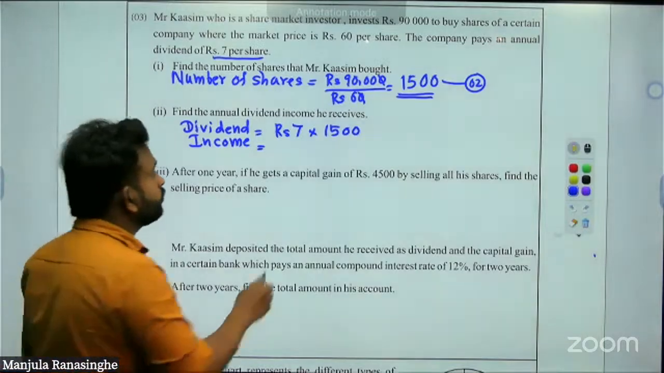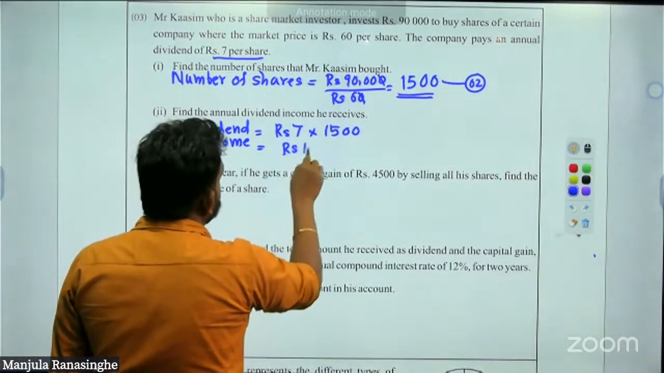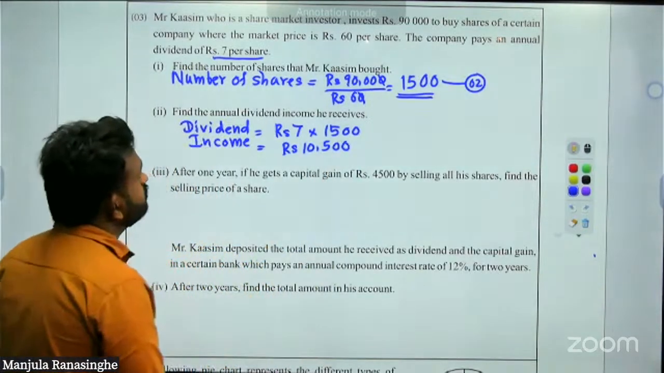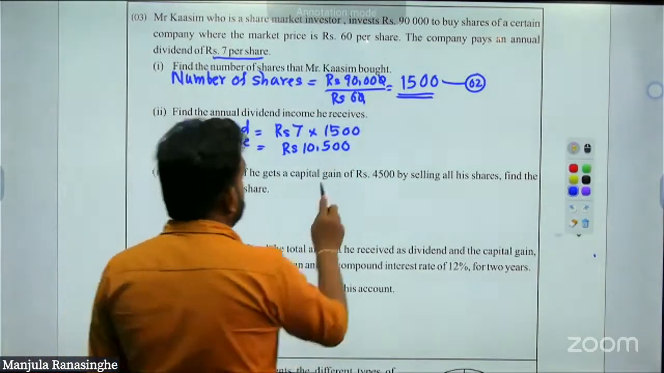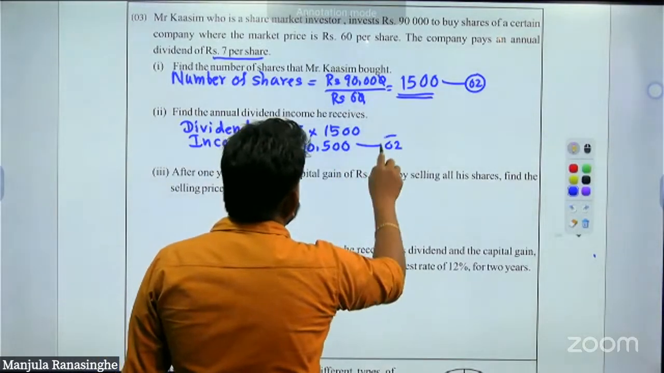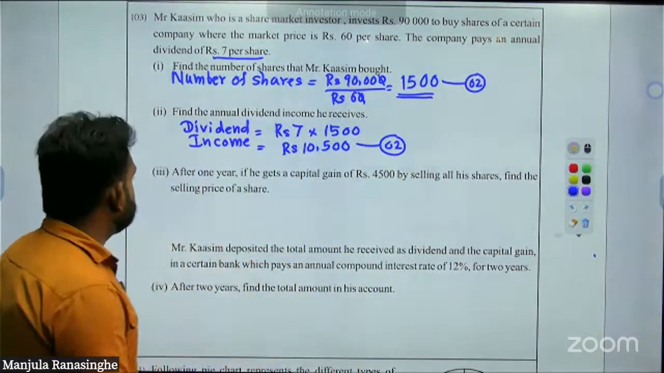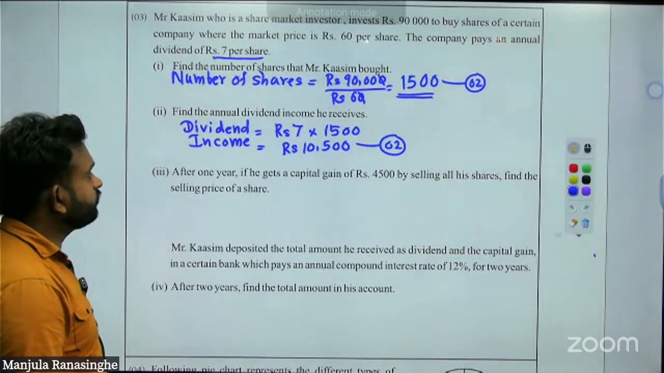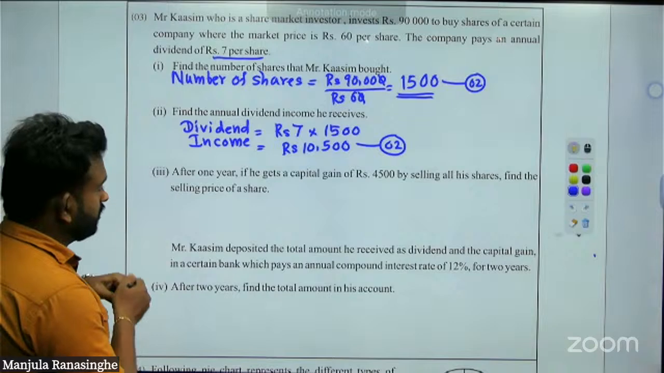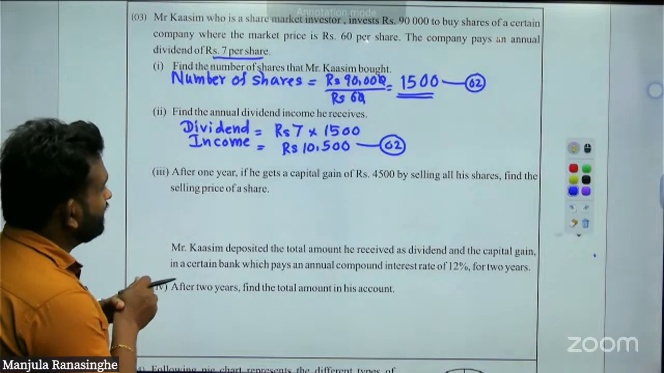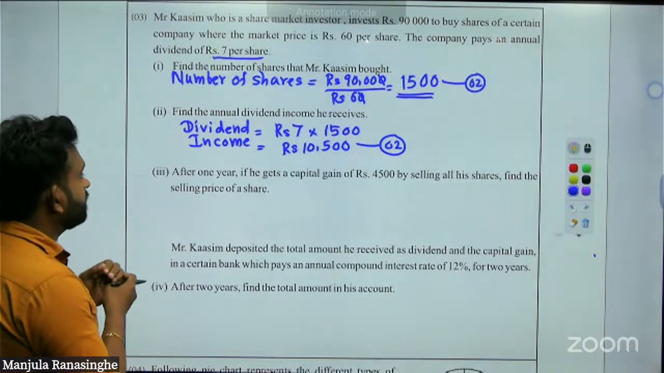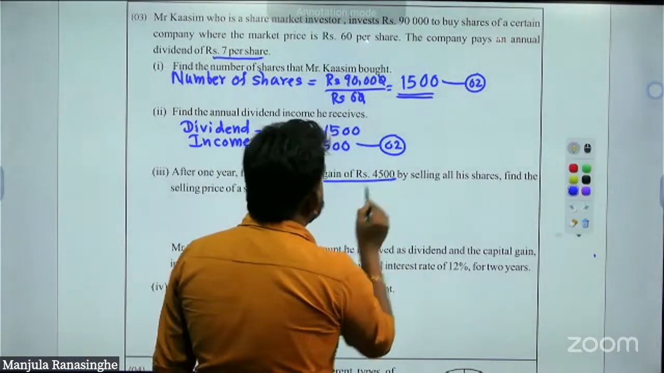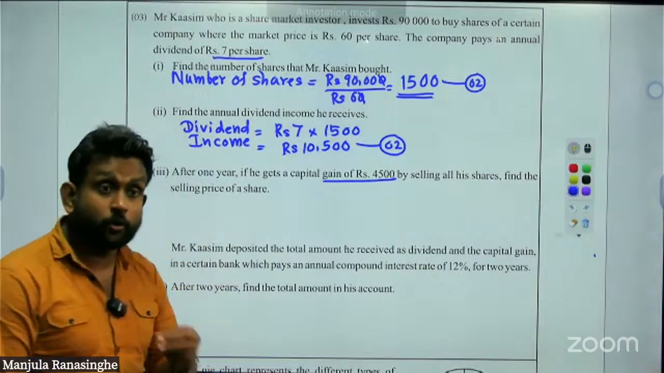That gives you rupees 10,500 dividend income in total. Right. So you have 3 marks, 2 marks for that one. Then after 1 year, he got a capital gain of rupees 4,500 by selling all his shares. Find the selling price of a share. Now the total capital gain is what? Rupees 4,500. That's the total gain.